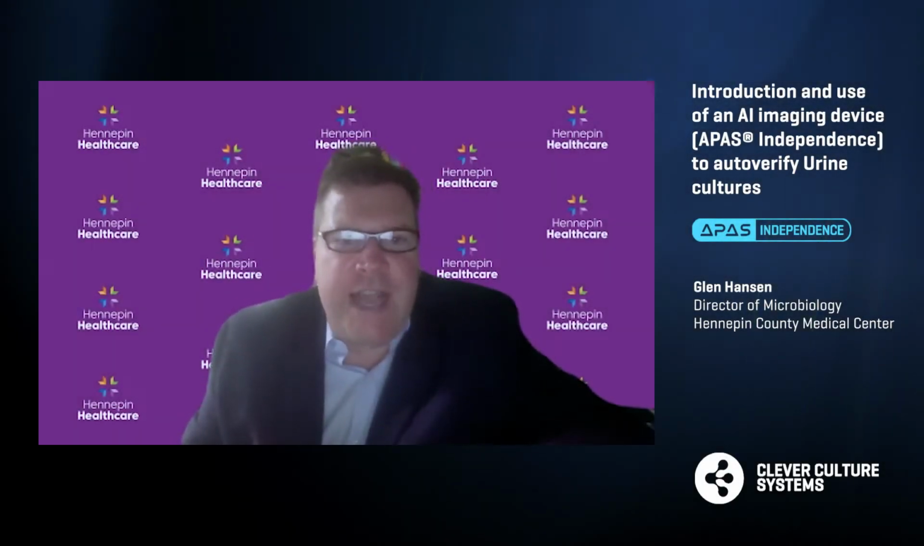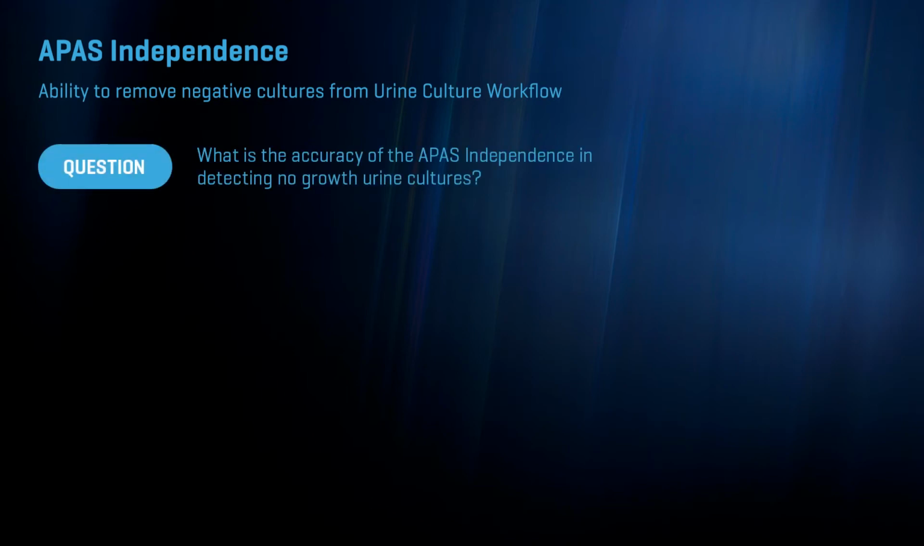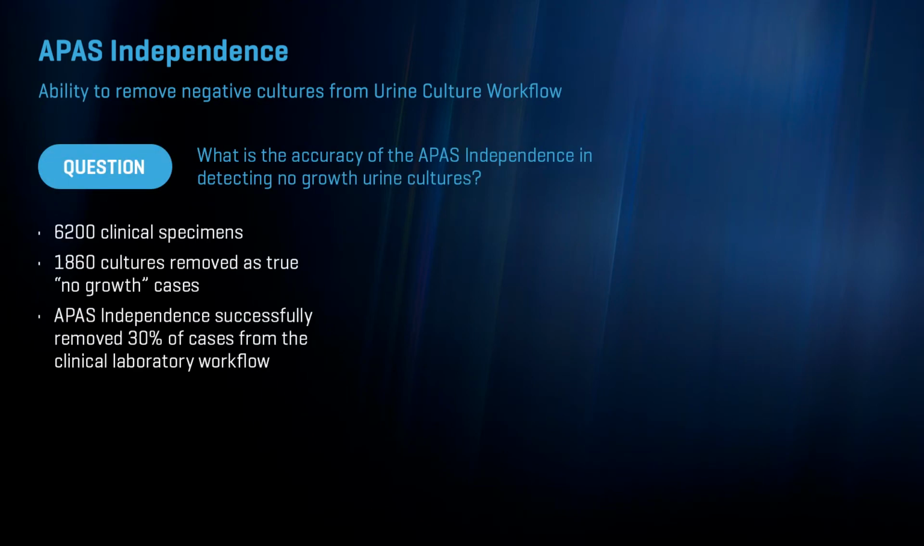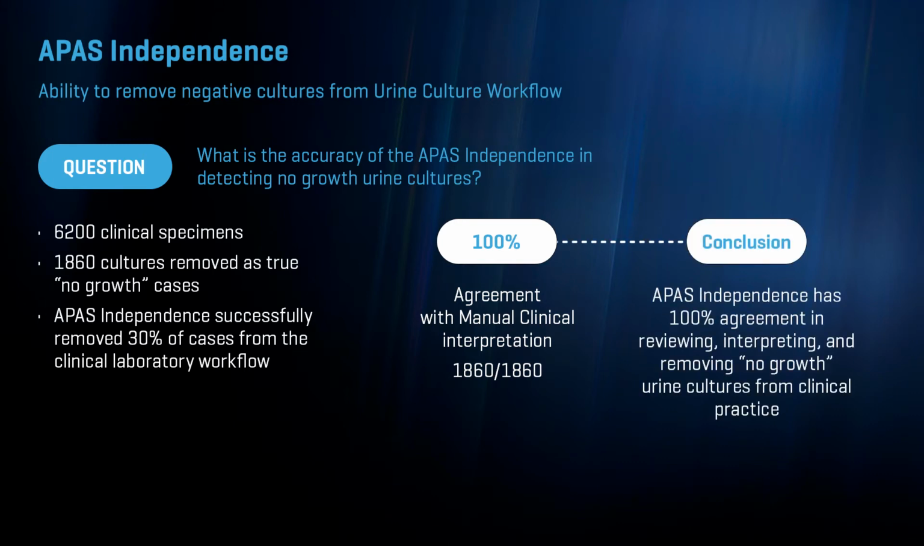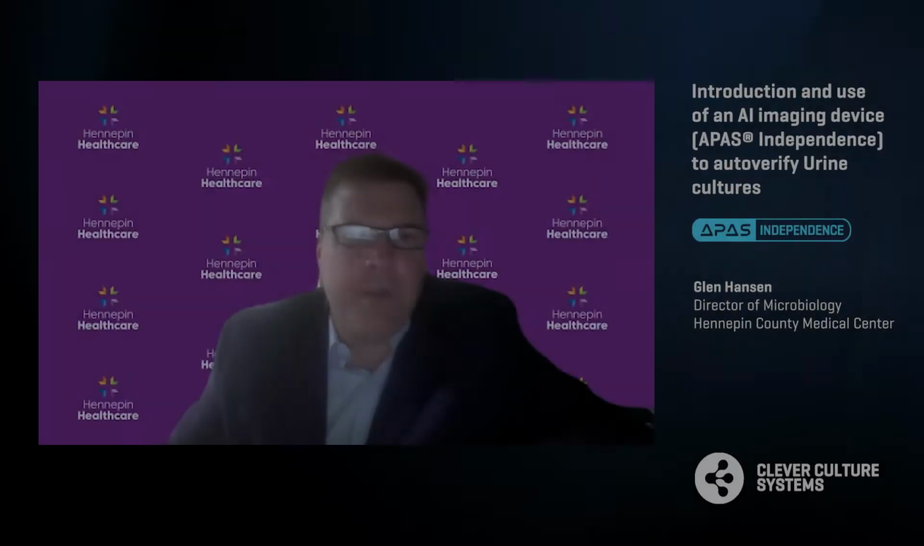Importantly, this question is asked, what is the accuracy of the APAS in detecting no-growth cultures? So this is a study of 6,200 clinical specimens performed in our laboratory, of which 1,860 were removed as true no-growth cases, cases that had no growth, no colony-forming units whatsoever on the plate. The APAS was successfully able to remove 30% of our cases from the clinical laboratory workflow, identified as no-growth cases, with 100% agreement with manual clinical interpretation at the bench level.